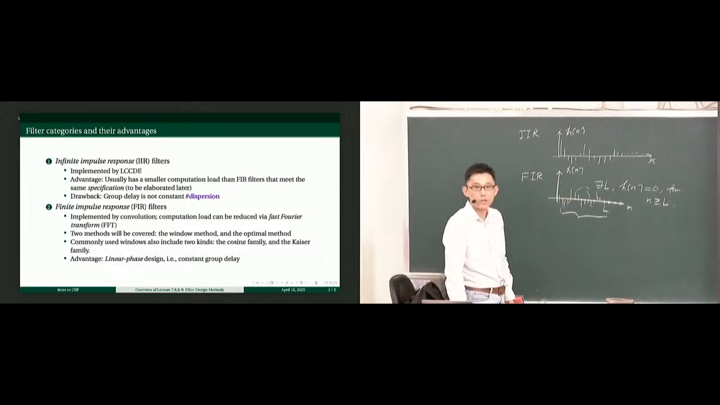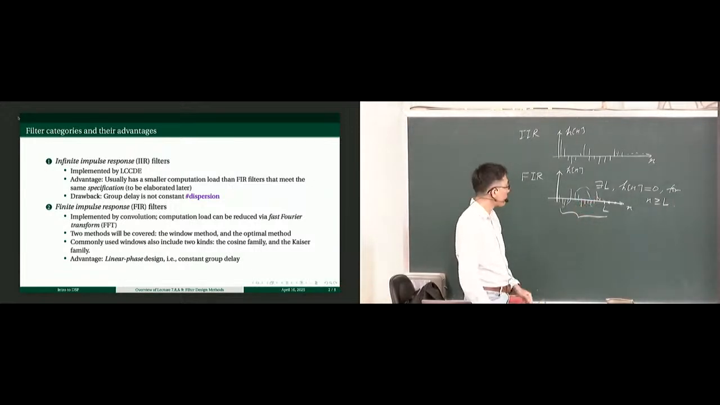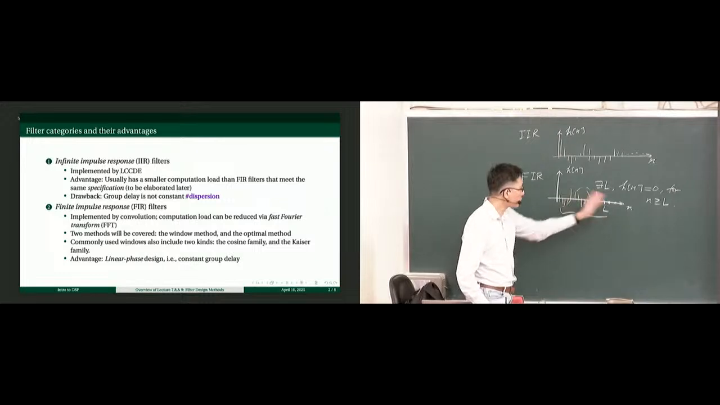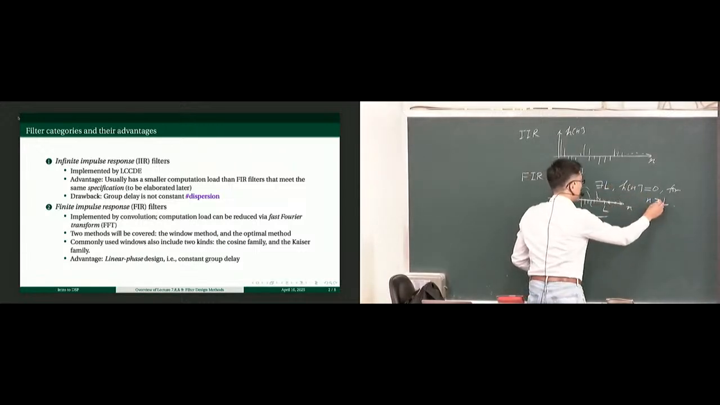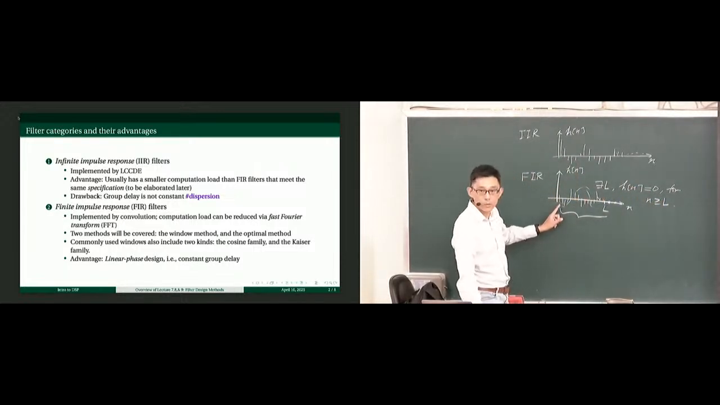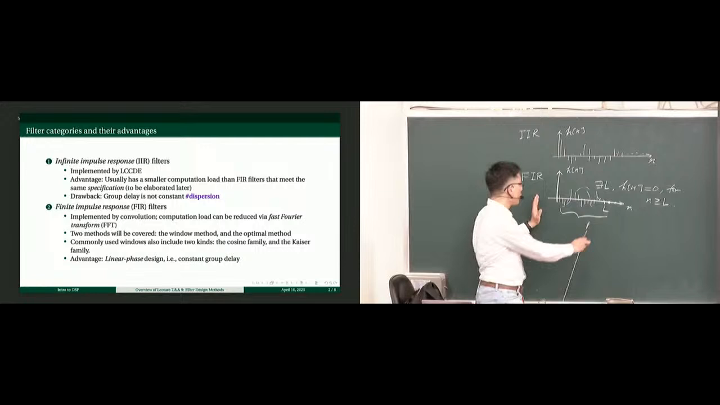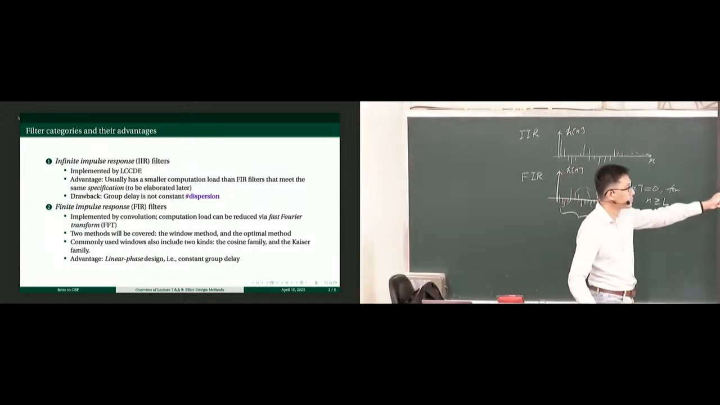If you want to translate my statement into math symbols, there's a finite length, and after that length everything is zero. In this case, we assume causality. But anyway, the idea is that the duration over which the impulse response is non-zero is finite. It's pretty easy to understand: finite impulse response, infinite impulse response.